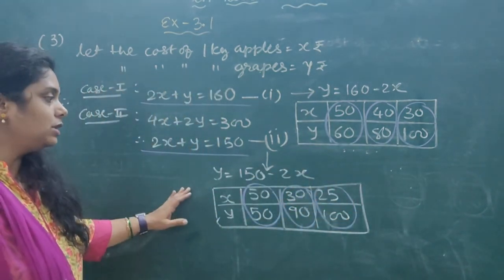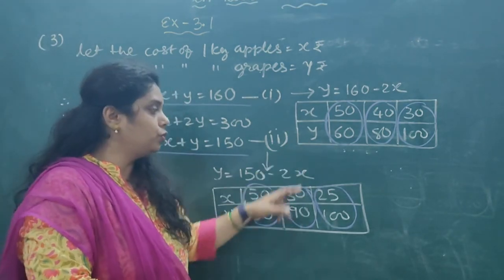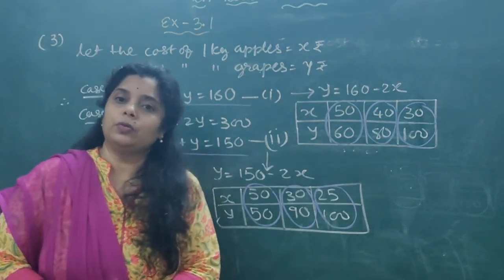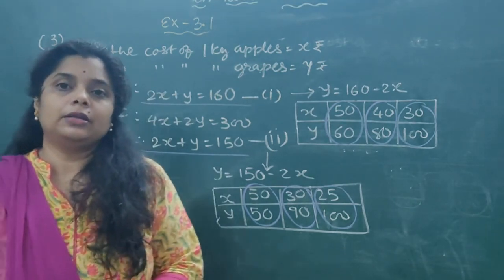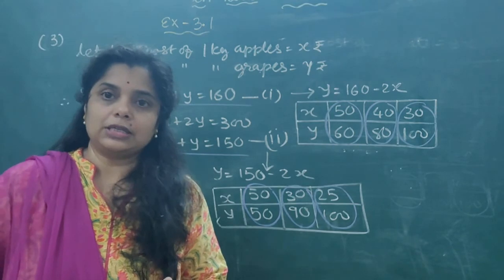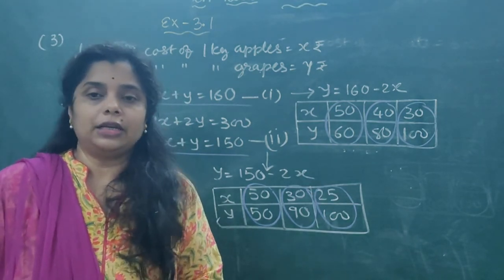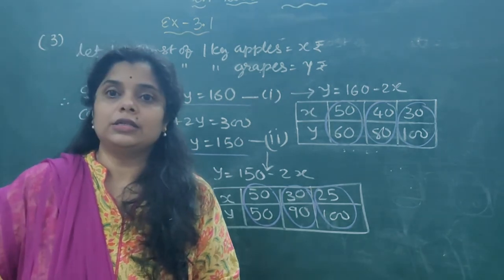So by using these x and y coordinates of both equations, you have to plot the graph, and then you have to say whether this graph is intersecting, or has no solution, or has infinitely many solutions.